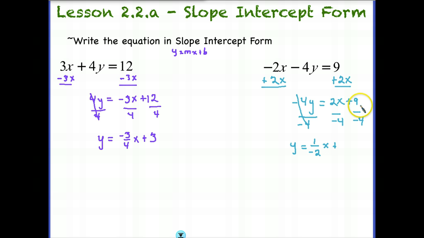Okay, and then our final answer, we have 9 divided by negative 4 leaves us with negative 9/4. It's not a pretty answer, but we could graph it if we needed to.